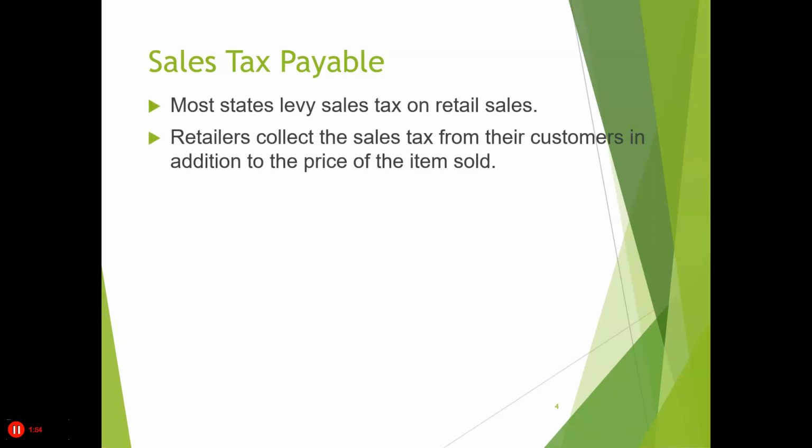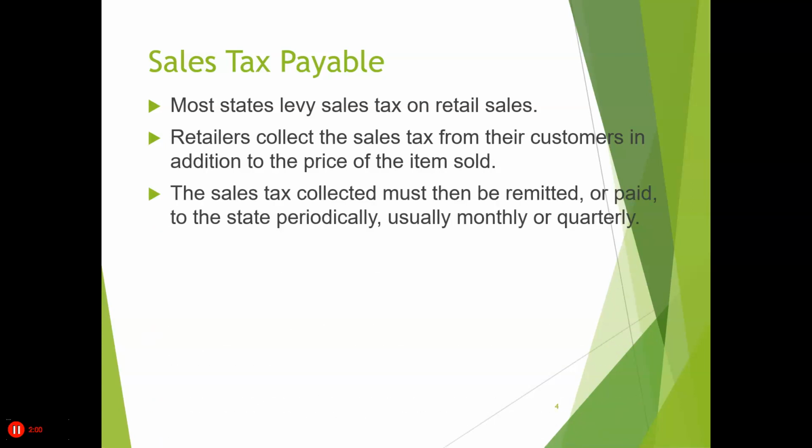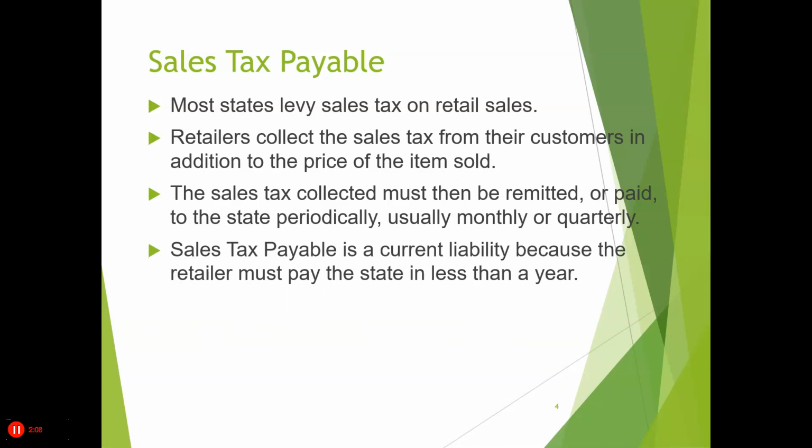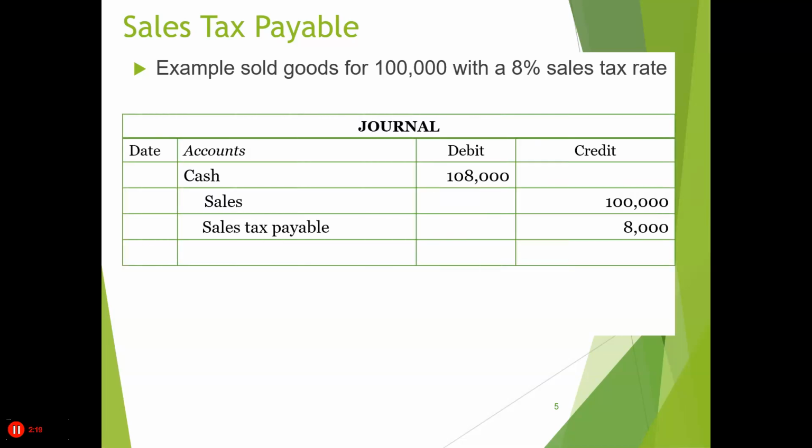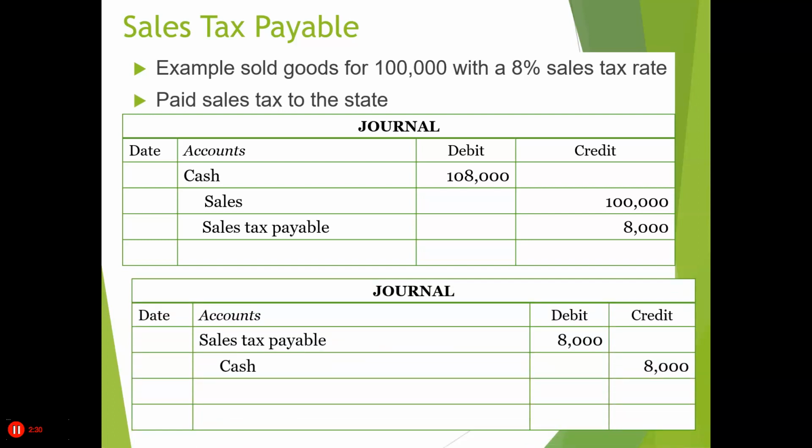So, retailers collect the sales tax from their customers in addition to the price of the item sold, and then periodically they send this to the state, usually monthly or quarterly, depending on the volume. It's a current liability because the retailer must pay the state in less than a year. So an example: we sold goods of $100,000 with 8% sales tax, and this is what we would journalize. You notice the sale is only $100,000, but we now have a liability called sales tax payable. When we pay the tax, we're going to reduce our liability and pay it out.